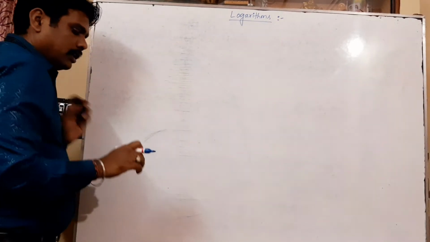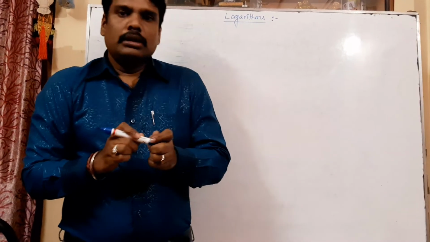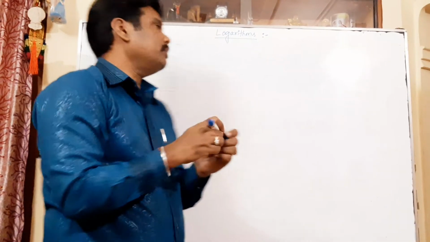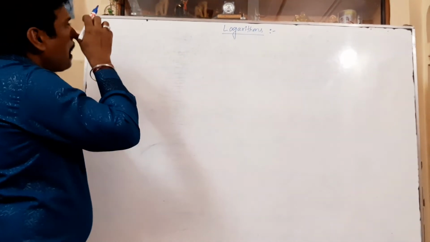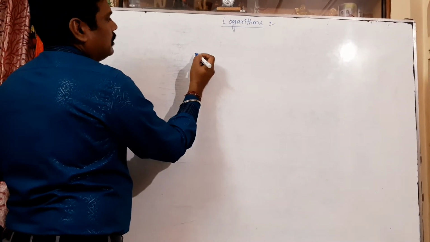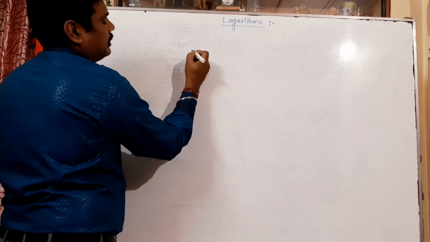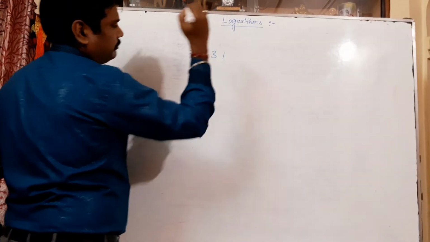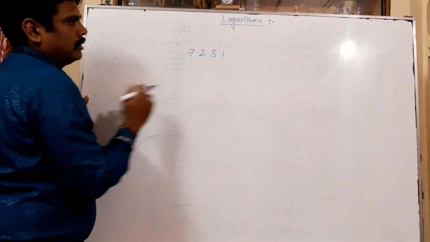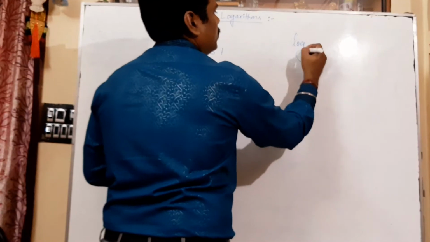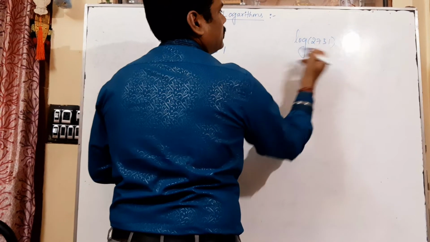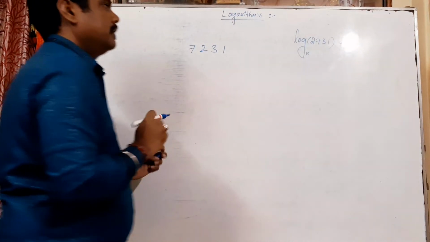Now, for our physics, you have to remember how to write the logarithmic number for any given value. For example, I will consider a general number to understand this. Log of 2731. If I want to write the logarithmic value of 2731 to the base 10, how do I write how much the logarithmic value is for this?